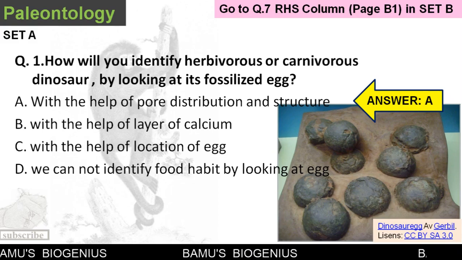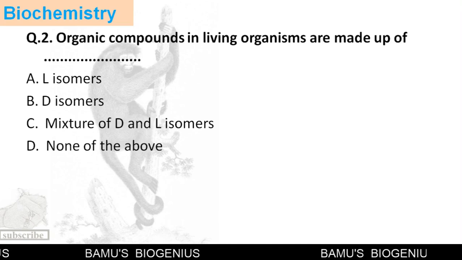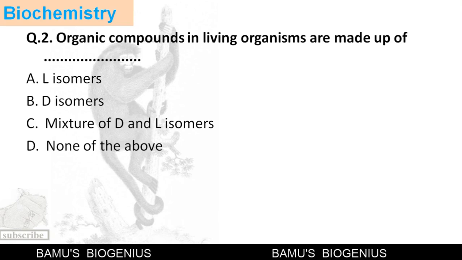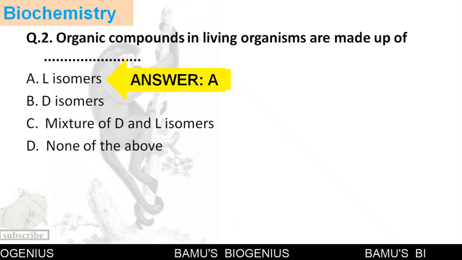Now the next question is question number 2. Organic compounds in living organisms are made up of A. L isomers, B. D isomers, C. mixture of D and L isomers, and D. none of them. This is a question from biochemistry, and the answer is L isomers. Most of the organic compounds in living organisms are L isomers.